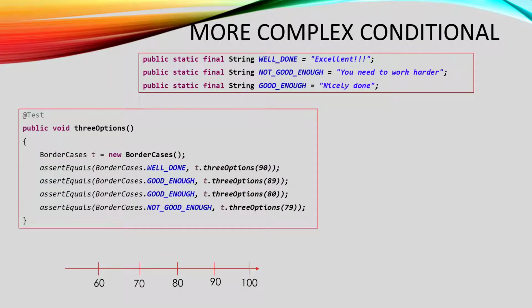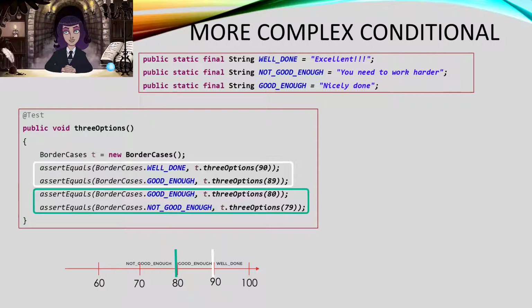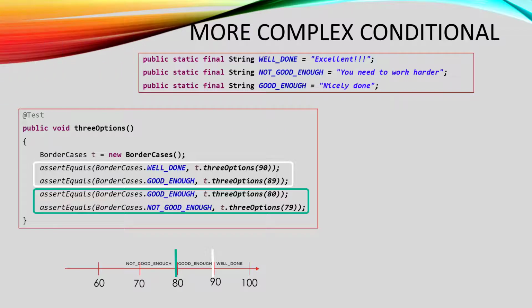Here's a test for a slightly more complicated conditional situation. In this one, you can see 2 border cases, between 89 and 90, and between 79 and 80. This divides the integers into 3 regions. The region from 90 up should return well done. The region from 80 to 89 should return good enough, and the region below 80 should return not good enough. Drawing the requirements on a number line is a good way to visualize what the tests are asking for.